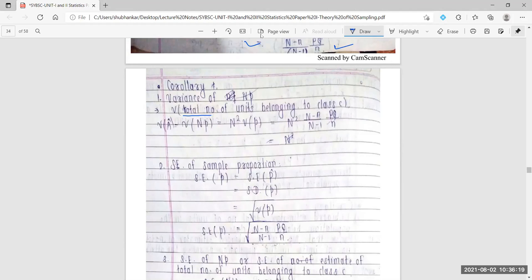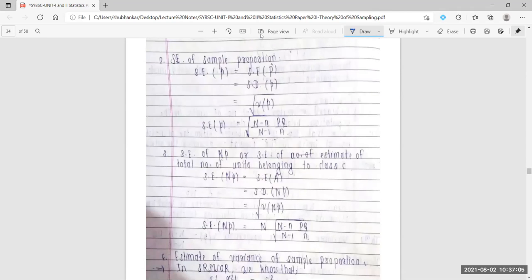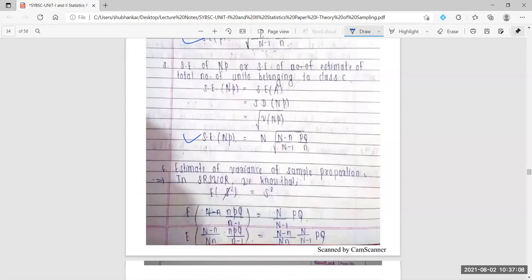Again, the variance for the population total, that means the total number of units belonging to the class C, is the variance of capital N into small p, that is equal to N square, if you take the constant term outside of the variance. So you get N square into variance of p, which is written here as N square into (N minus n) divided by (N minus 1) into PQ divided by n. This is the variance of the population total. Again, for standard error, you can take the square root of these variances. You can find the standard error of p and the standard error of Np.